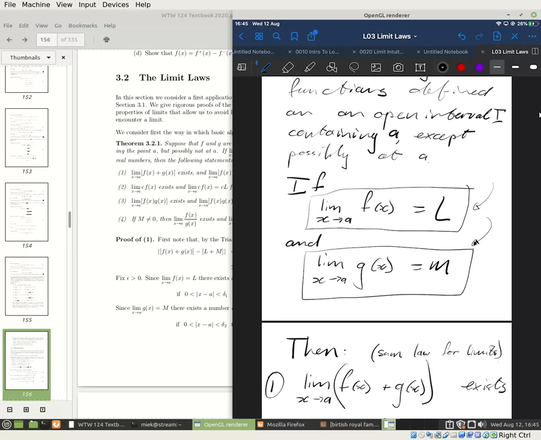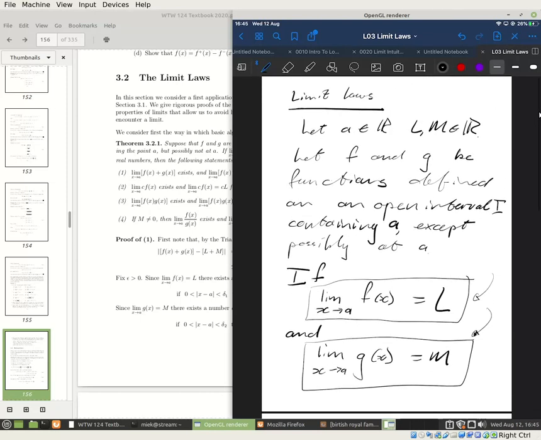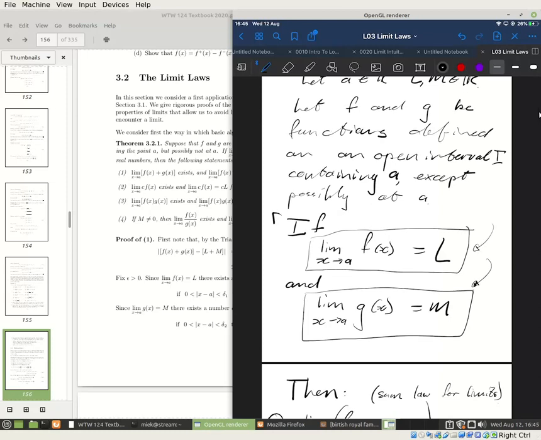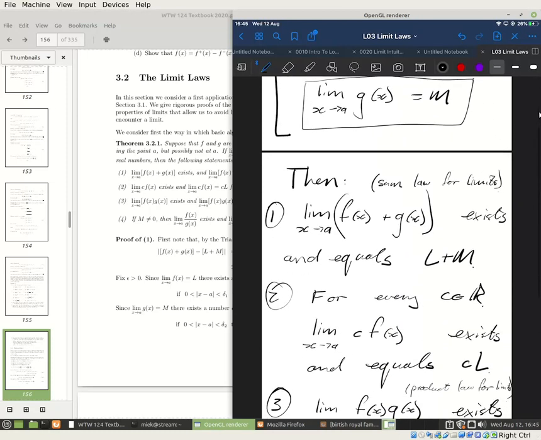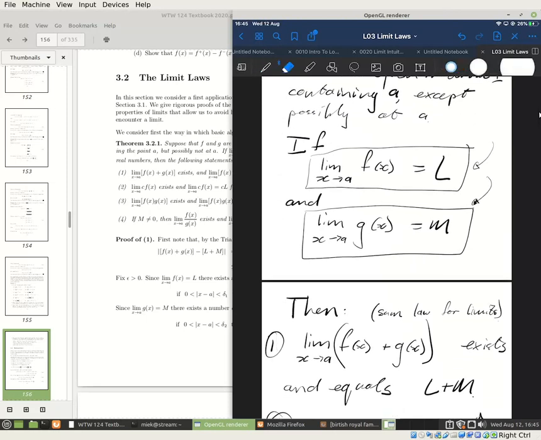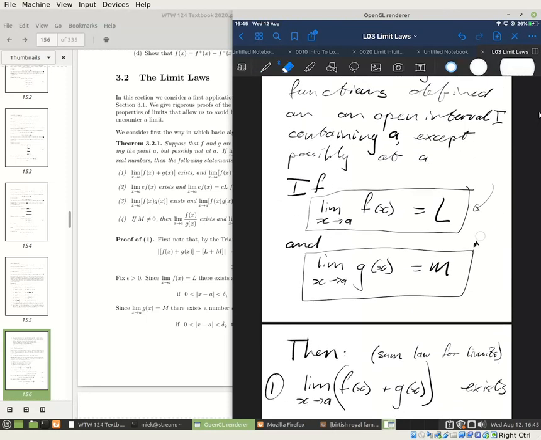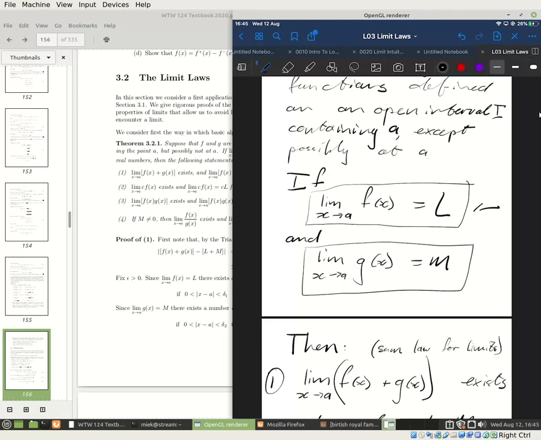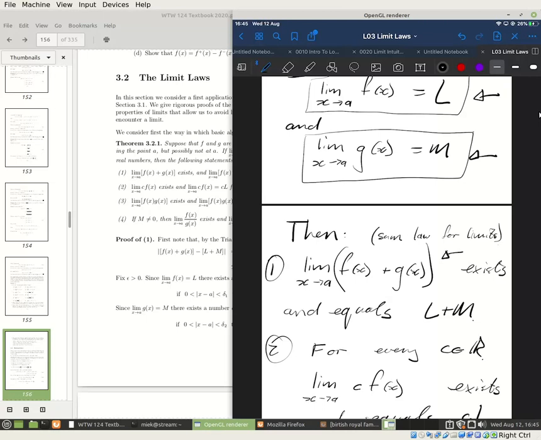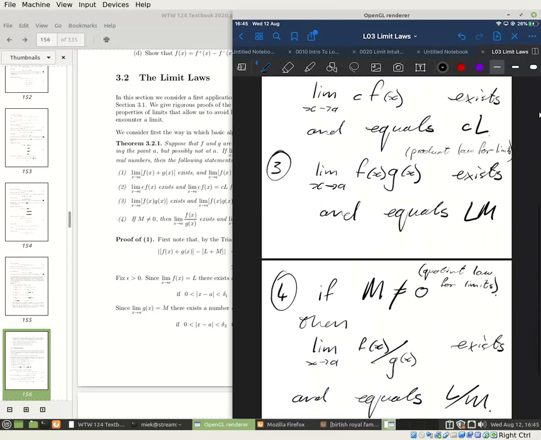So we see here the statement of these limit laws. They are stated in the form of an implication. So if this, then that. So we will assume the truth of these statements, and then we will have to prove these statements 1, 2, 3, and 4 that we have here.